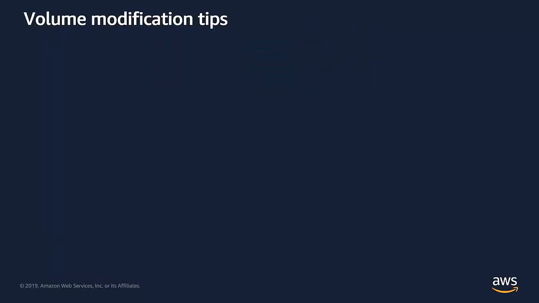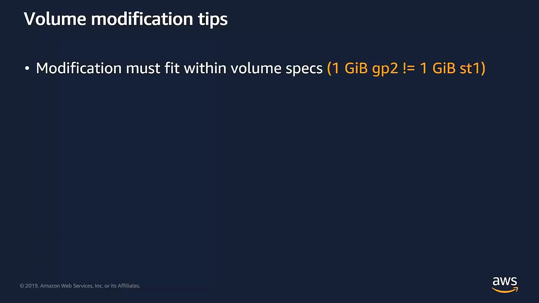A few tips when using elastic volumes. First, when changing volume types, remember to keep volume specifications in mind. For example, while the minimum volume size for a GP2 volume is 1 gigabyte, the minimum size for an IO1 volume is 4 gigabytes, and the minimum size for an ST1 or SC1 volume is 500 gigabytes. If you try to change a volume to a different type, and the volume specifications for the new volume type are not met, then the modification will fail.